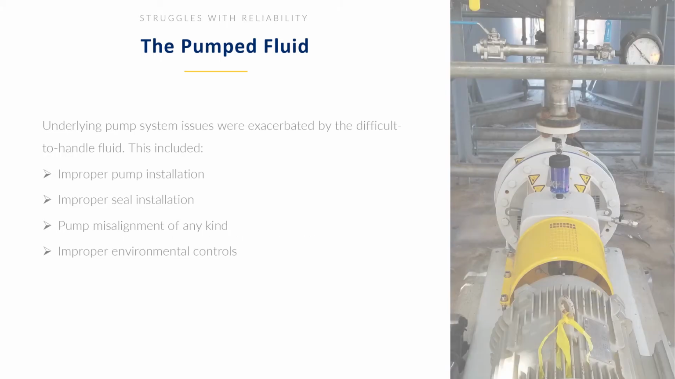The underlying pump system issues were exacerbated by the difficult to handle fluid. This included improper pump installation, improper seal installation, pump misalignment, and improper environmental controls. So we had to address all of those issues.